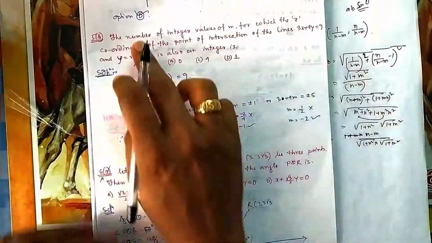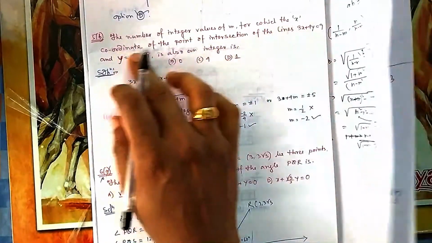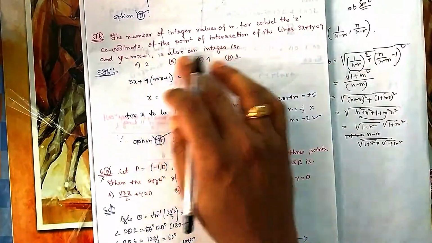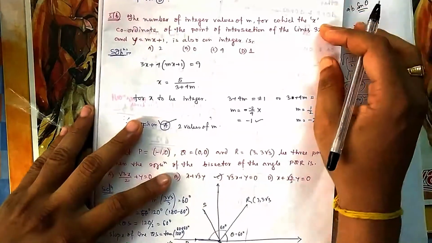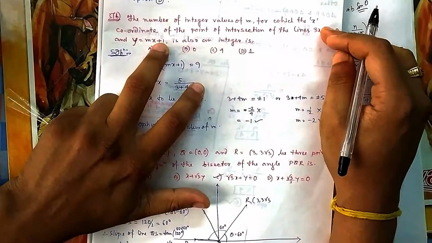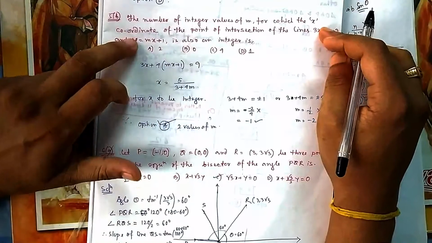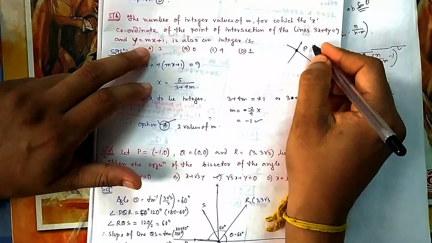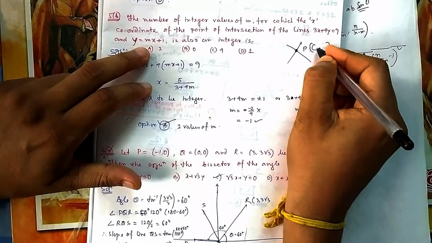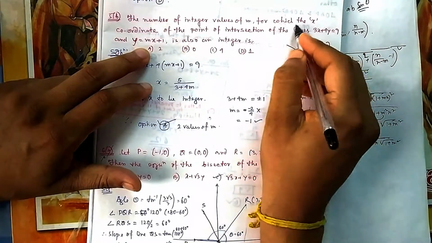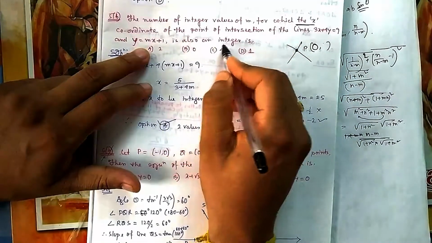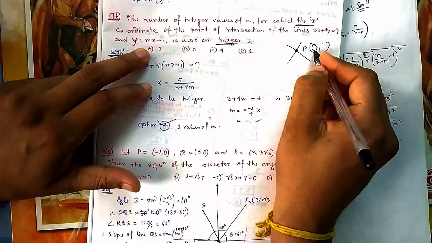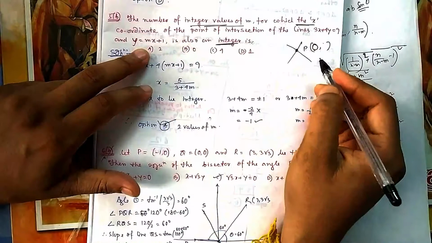Now the next part: the number of integer values of m for which the x coordinate of the point of intersection of this line and this line is also an integer. So the intersection of these two lines will meet at a point P, which has 2 coordinates. The x coordinate of the intersection should be an integer, and you have to find the integer values of m.